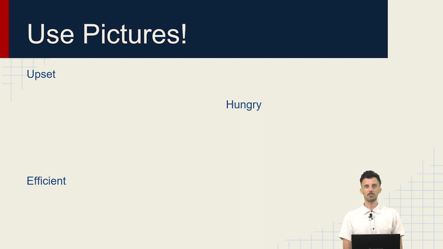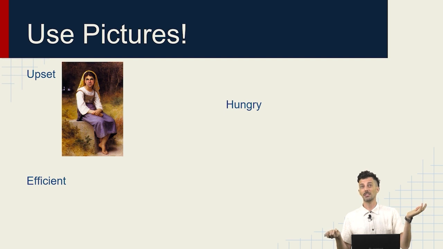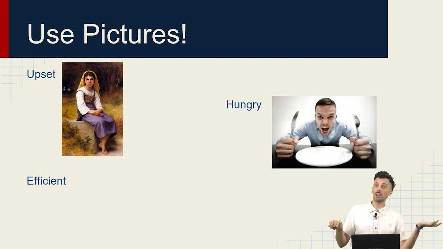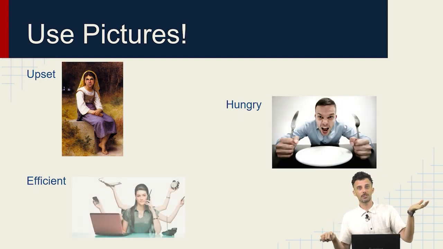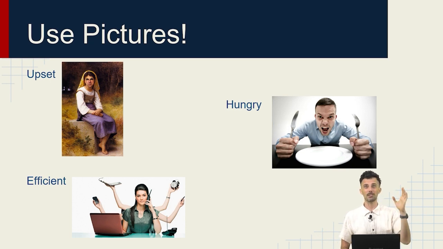Okay, next is use pictures. I think pictures are basically the best way of communicating an idea. If you have a picture of something, for instance, here's a picture that I think shows upset, okay? Here's a picture that shows hungry. Here's a picture that shows efficient. The picture is better than just having the word or trying to write a full sentence. A picture will cover basically the majority of what you want to say.